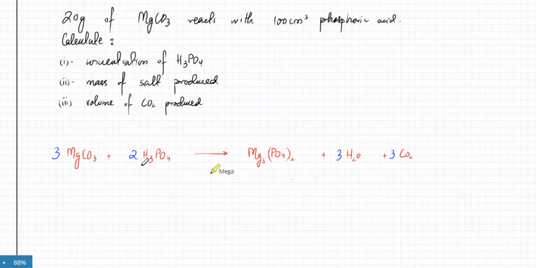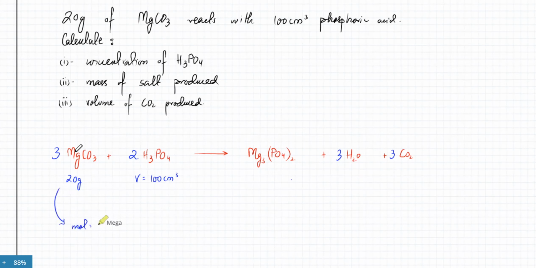Now, the information that's provided is that you're given 20 grams of magnesium carbonate, and you're given the volume of phosphoric acid, which is 100. That's it. So I stated previously that if you're able to figure out the moles of any one of the substances in the equation, that's the only information that's provided. Now, based on this, with volume, you can't do much. This is not the volume of a gas, it's the volume of a solution. So you can't find out the moles using this, but you can find the moles of magnesium carbonate, and that we can do easily. So moles would be mass divided by Mr.